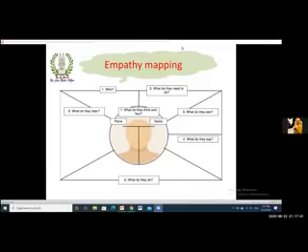As you see, this is the template of empathy mapping, and it consists of 7 elements. Who is the user? Do you know the empathy mapping? Do you know this instructional tool? Just write yes or no in your chat box. Just write Y or N.